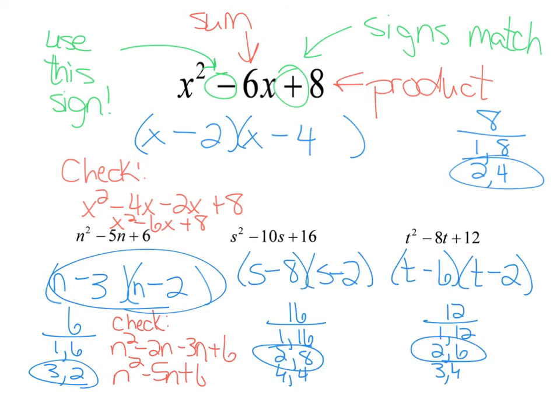So when I factored s squared minus 10s plus 16, I got the quantity s minus 8 times the quantity s minus 2. When I factored t squared minus 8t plus 12, I got the quantity t minus 6 times the quantity t minus 2. Down here, I just listed for you the factors of that last number to show you how I got the 2 that I put in the parentheses. I did not show my check. Okay, let's finish it up.